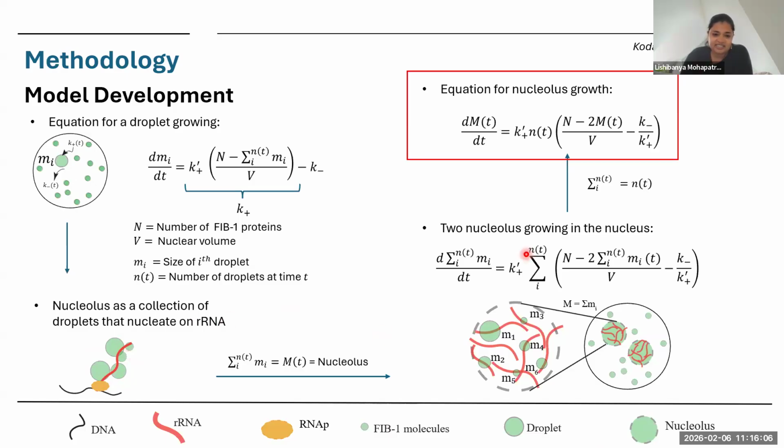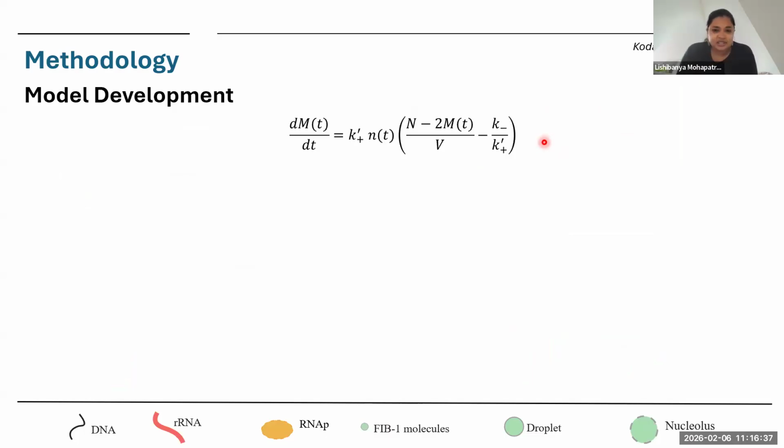If you put all these things together, this is the basic equation of nucleolus that we're going to work with. So this describes how the nucleolar size changes as a function of time. And it has two components. One component is that it's going to depend on how many free Fib1 proteins are there. And it's also going to depend on how many droplets are contributing to the nucleolus at that particular time. So it's a combination of both those factors. All right. So now we have a working equation for our nucleolus.